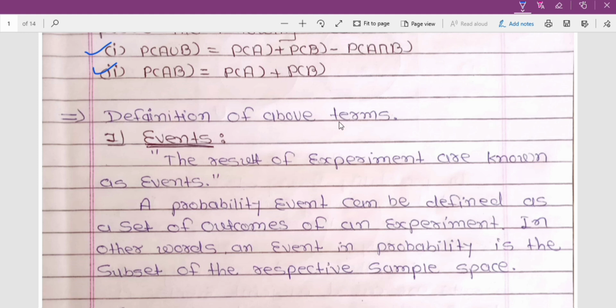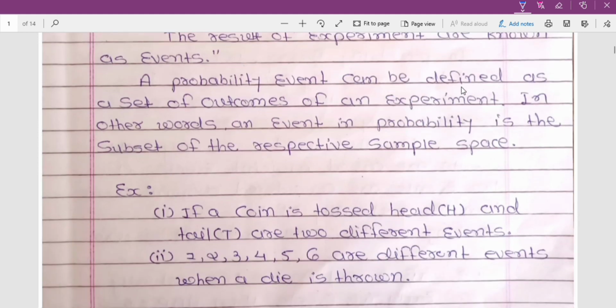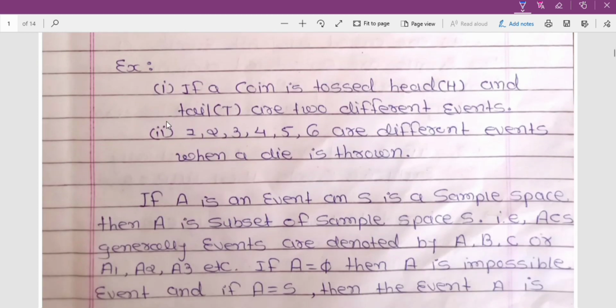First is the definition of events. The results of an experiment are known as events. A probability event can be defined as a set of outcomes of an experiment. In other words, an event in probability is a subset of the respective sample space. Example: if a coin is tossed, head and tail are two different events, and 1, 2, 3, 4, 5, 6 are different events when a die is thrown.